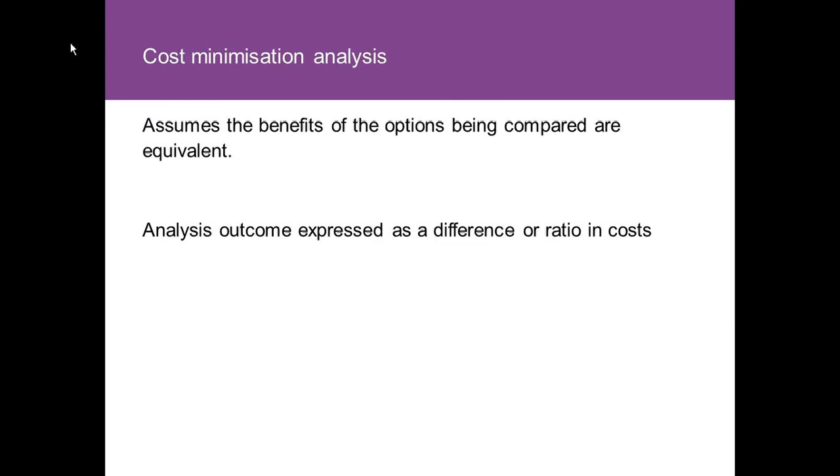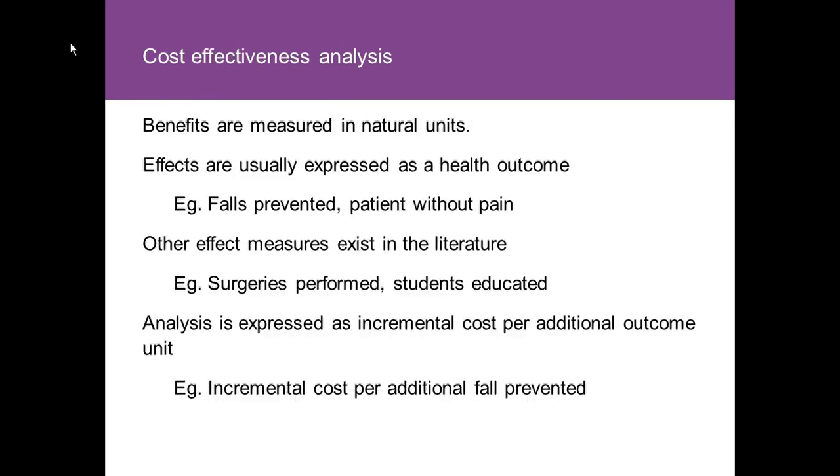In a cost minimization analysis, the benefits or the consequences of the options being compared are assumed to be equivalent. The analysis outcome is expressed as a difference or ratio in the cost. The second form of economic evaluation is the cost effectiveness analysis. Benefits are measured in natural units.